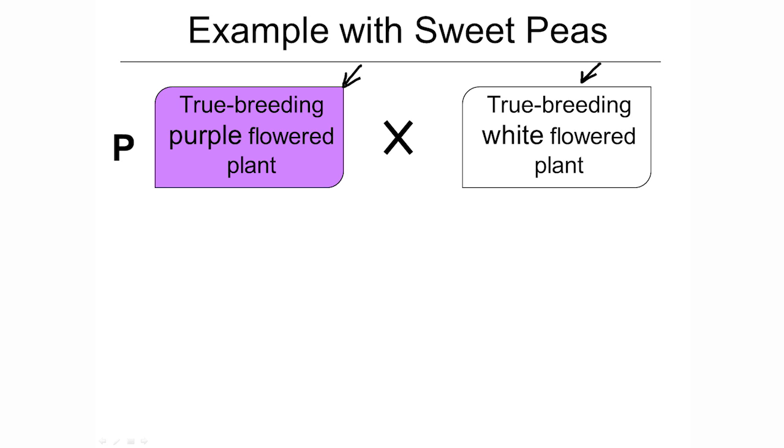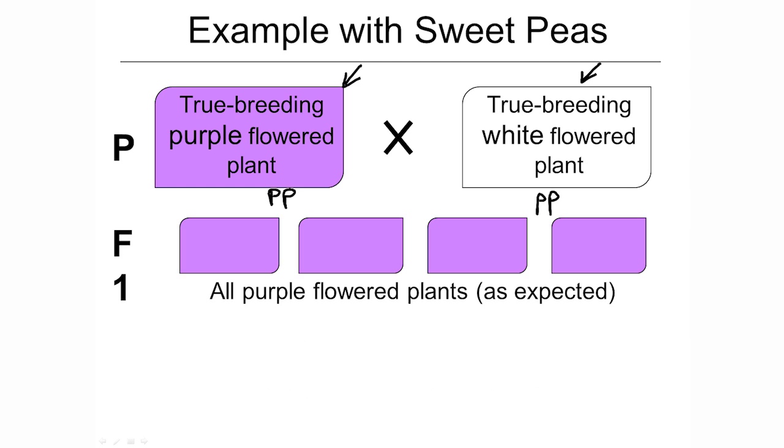in the parental generation, a true or pure breeding purple flowered plant and a true or pure breeding white flowered plant, right? Now, if this was the Mendelian world, I'm sure when they first did this experiment, they said, okay, well, it's probably just like regular peas. So this would mean big P, right? If it's pure breeding. This would mean little p, if that's pure breeding. Then the F1 would be all purple flowered plants, and that's what they saw.